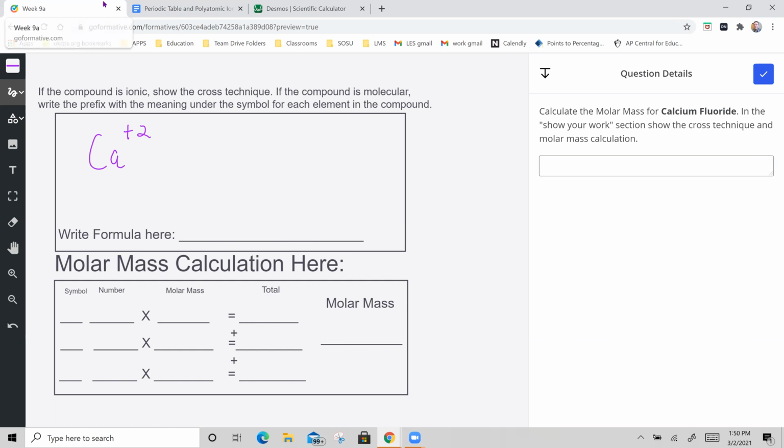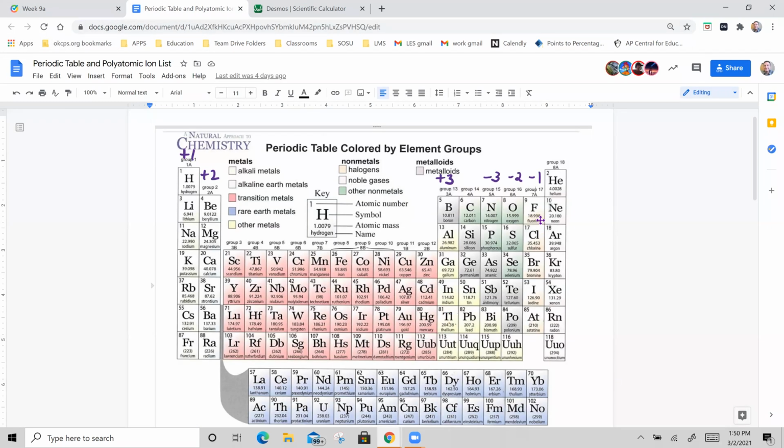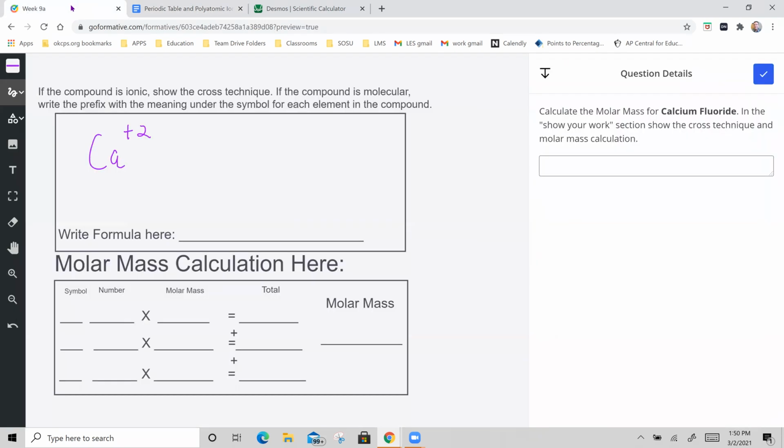And then secondly, we're going to find fluoride. So fluoride is fluorine as an ion, and fluorine as an ion is a -1 charge. All right, so fluoride has a -1 charge. The next thing that you ask yourself is, do the sum of the charges equal 0? Do they? No. The answer is no, they do not equal 0.